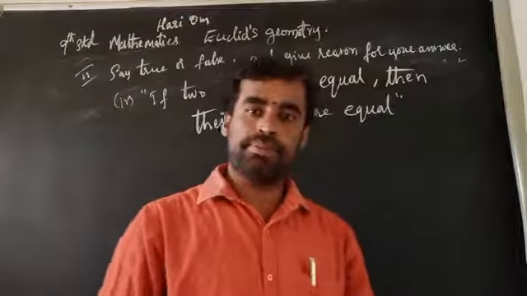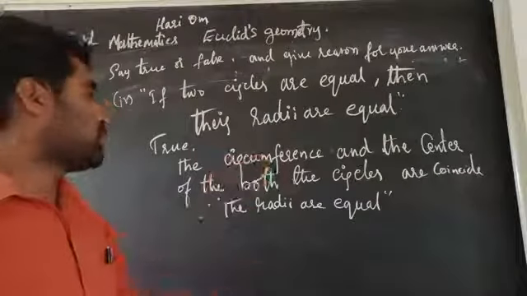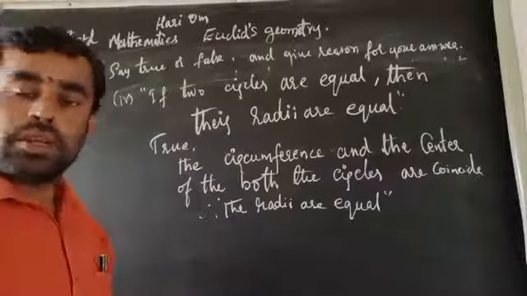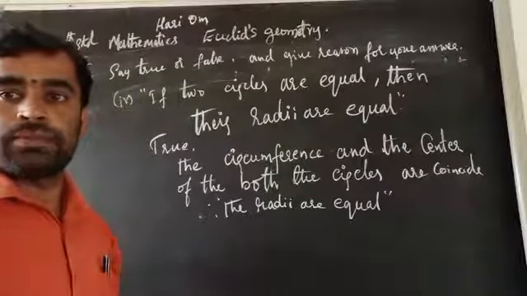Is it clear? The circumference and center of both the circles coincide. Therefore, the radii of the two circles are equal. Is it clear, friends? Take down.